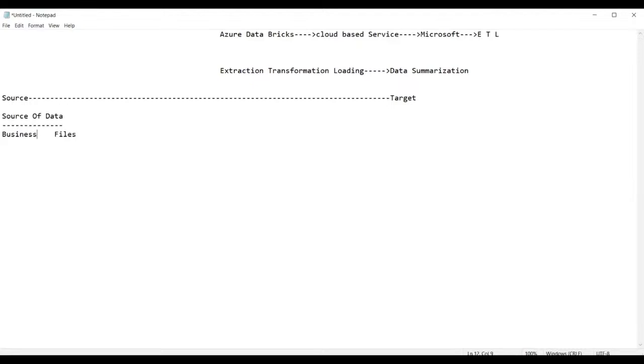Ultimately business. See, we all are working for the business or not? Even though you are working as a data engineer, that means you are working for a business or not? Yes, everyone, you're working for the business.